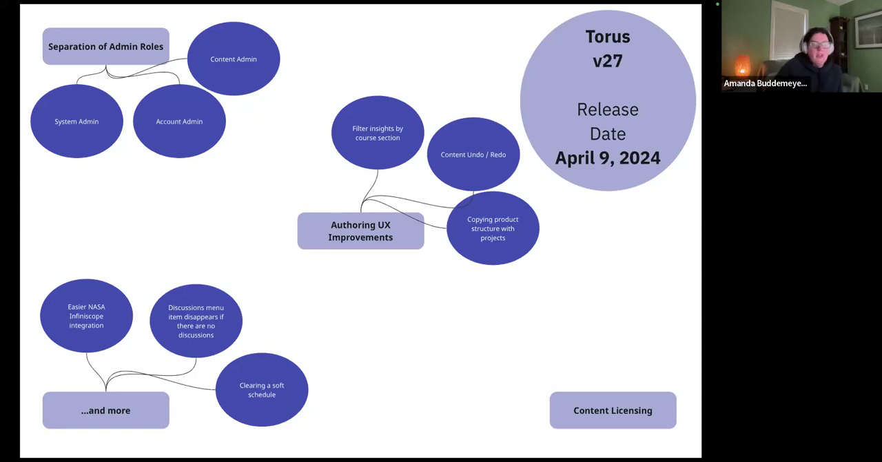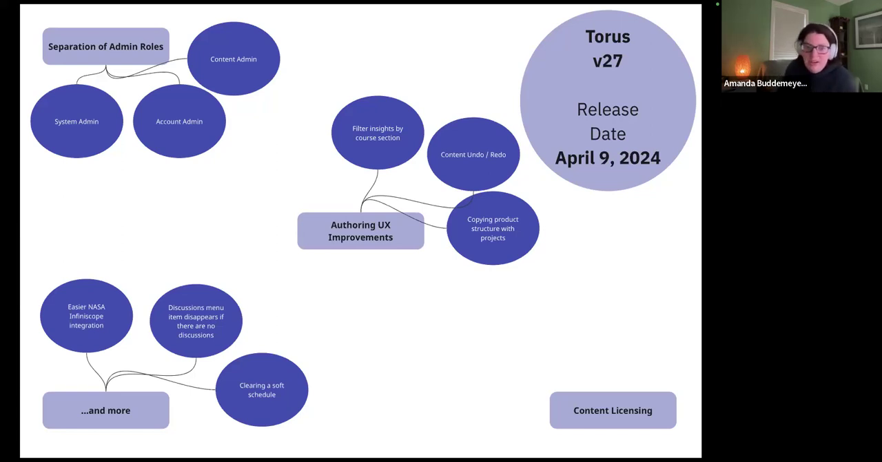And there's a number of other features that I'm not listing here. I just cherry picked a couple of them. For any of our friends from NASA Infiniscope, I know that was a pretty clunky integration with Torus, and we're making that a bit easier.